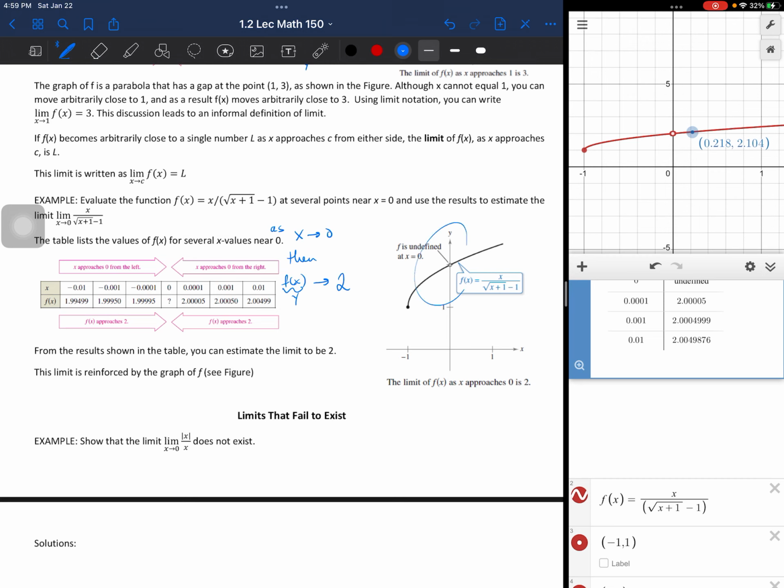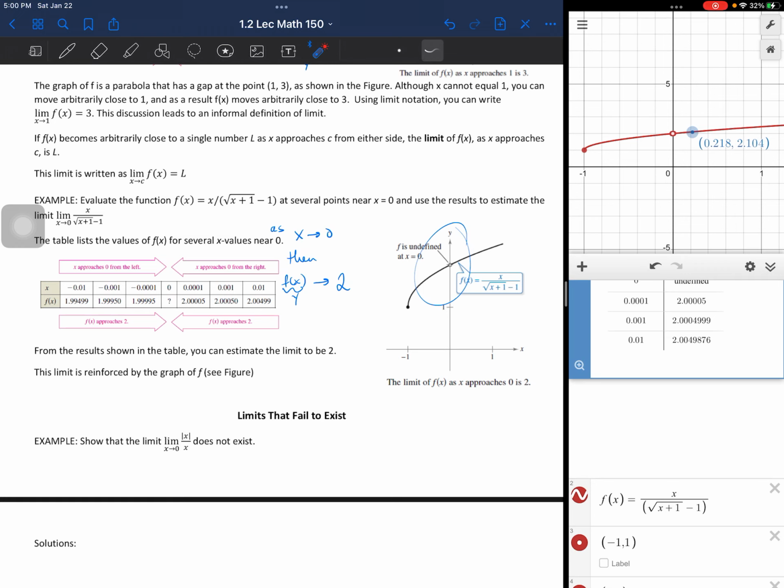And again, the value of the function is actually undefined at x equals 0. We know it's undefined. We can see that because there's a hole there. But nonetheless, the limit does exist. There's still a limit. And that's one of the benefits of talking about the limit.